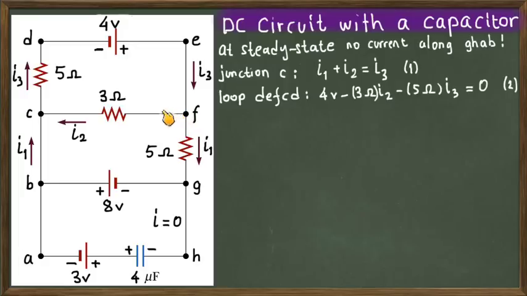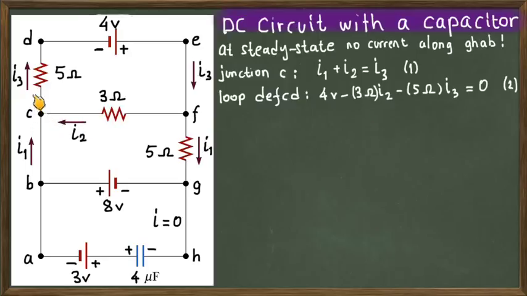From F you go in this direction. Since you are going in the direction of the assigned current I2, that means you will drop the potential by crossing this 3 ohms. So you have to subtract from 4 volts this 3 times I2, 3 ohms, the value of the resistor, times I2. So you continue and come to C.